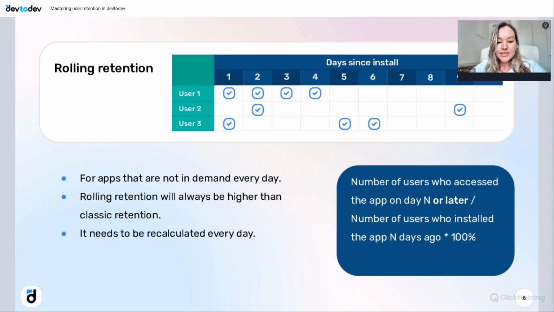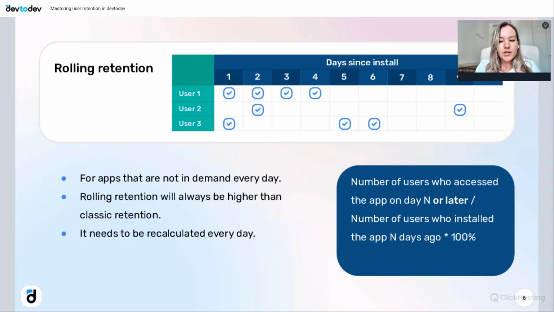The next type we'll explore is rolling retention. To calculate it, we need to divide the number of users who open the app on or after a particular day by the total number of users in the cohort. This type of retention also takes into account users who have accessed the app after the calculation day. Such a calculation method can be useful for apps that are not in demand every day, such as delivery services, taxi, booking apps, flight ticket purchases, and in comparison, social networking apps are frequently used daily.